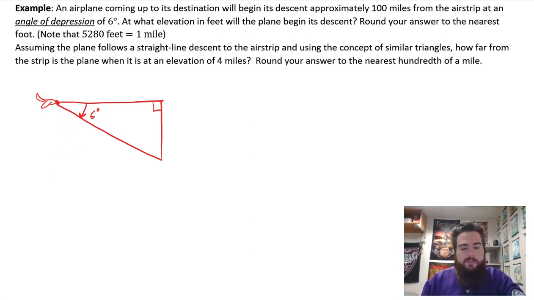So let's use the appropriate version of this. We have that 6 degree angle measure. We are also told that this airplane begins its descent about 100 miles from the airstrip. So that means the distance to the airstrip is about 100 miles. And we are trying to find at what elevation the plane will begin its descent. That means that we are trying to find the height of the airplane. We're going to find that value in feet, but we'll take care of that in a moment. For now, we need to make sure that we draw our picture correctly.